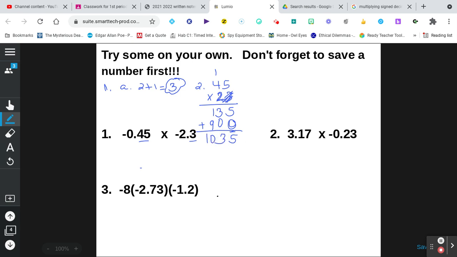Remember, you committed 3 to memory, so slide 3 places to the left. And let's choose our sign. A negative and a negative make a positive when I multiply. So it's positive 1 and 35 thousandths. That's what you should have gotten.